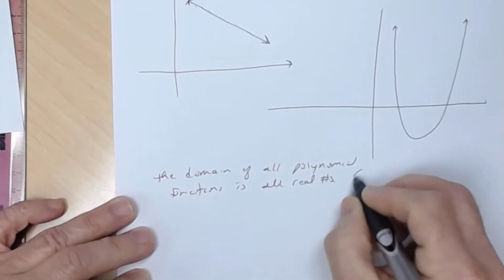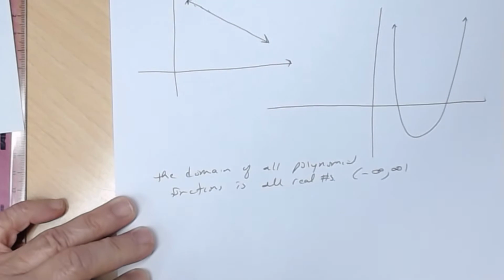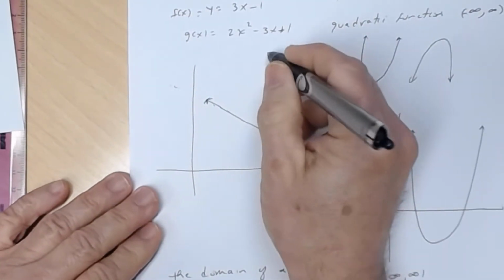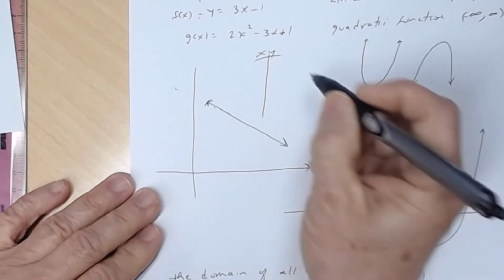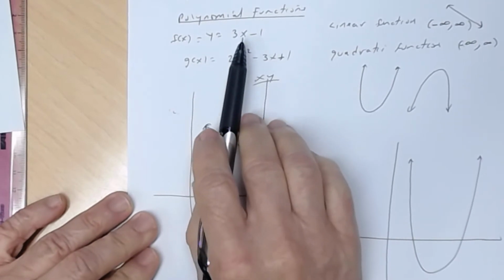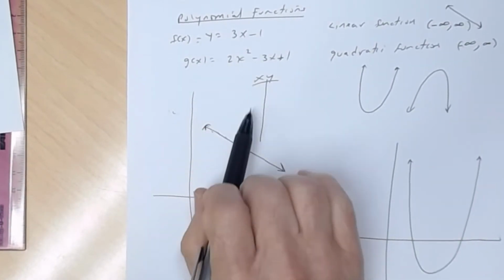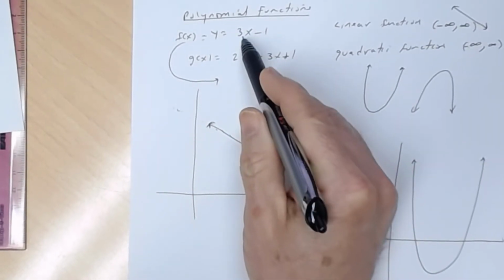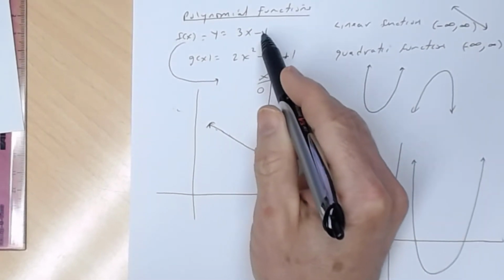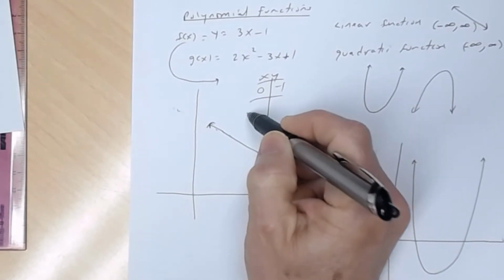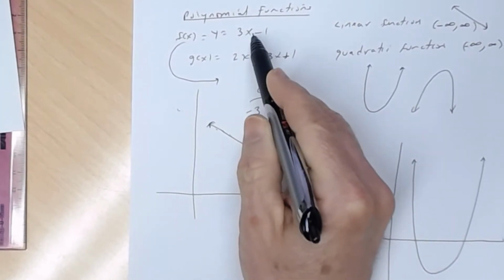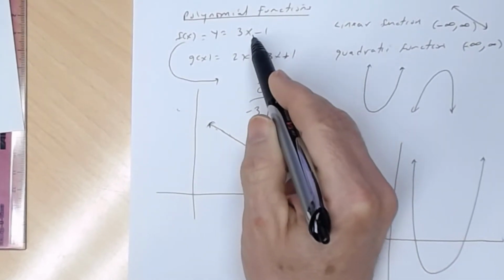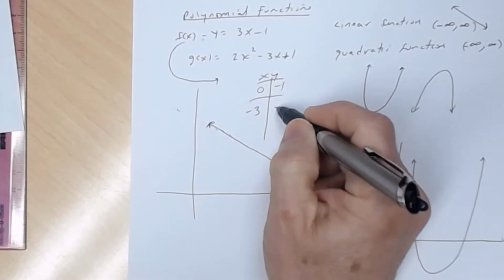Now, as an interval, we say negative infinity to infinity. And it kind of makes sense, because if you do a t-table, for any of these functions, I can use any number for x and I'll get a y value back. So if we look at this one, if x is 0, I get 3 times 0 is 0. 0 minus 1 is negative 1. If x is negative 3, I get 3 times negative 3 is negative 9. Negative 9 minus 1 is negative 10.